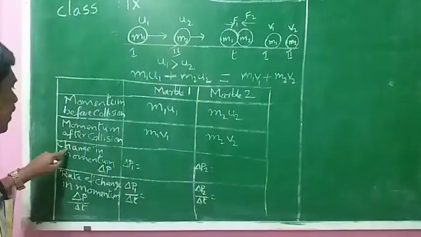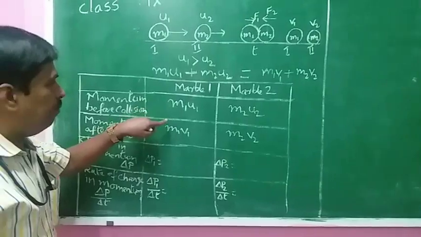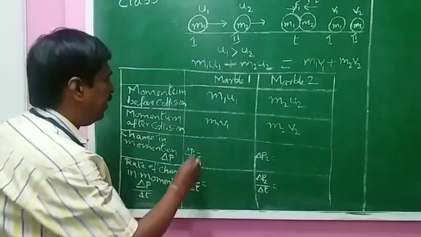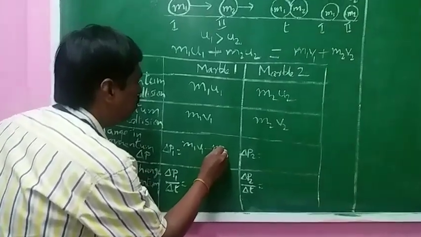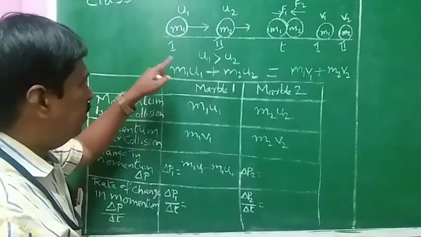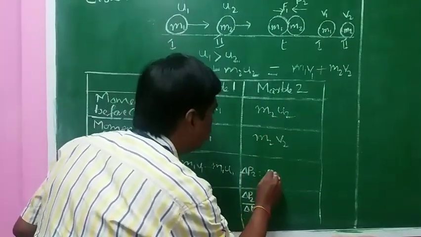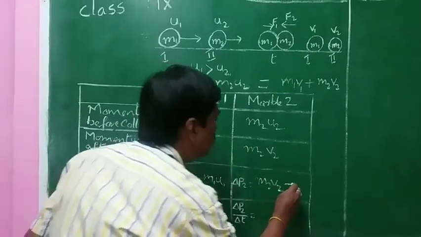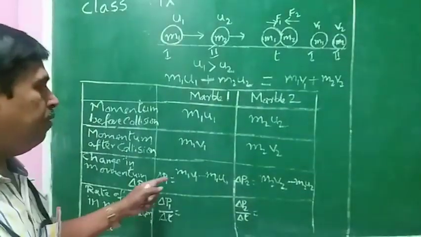Next, the change in momentum. Change in momentum means we subtract the initial momentum from the final momentum. So you get m1 v1 minus m1 u1. This is the change in momentum of marble 1. The change in momentum of marble 2 is m2 v2 minus m2 u2. This is the change in momentum of marble 1 and marble 2.